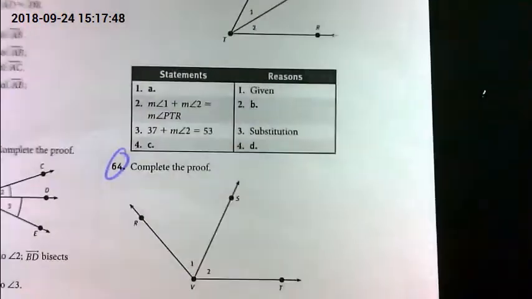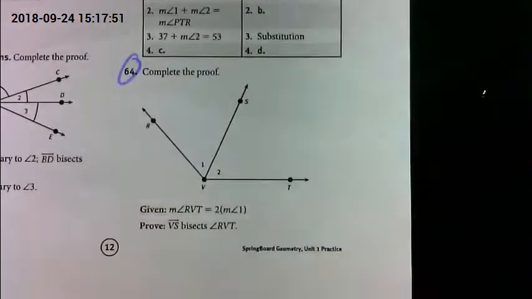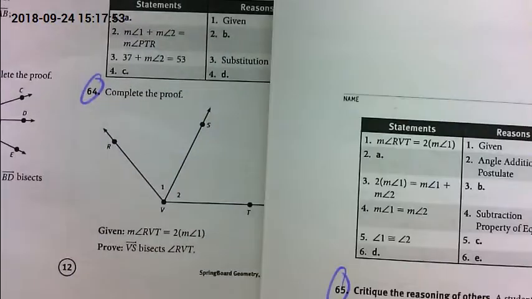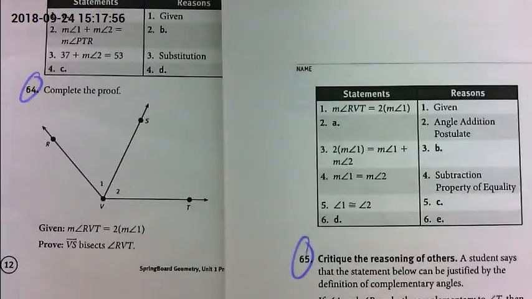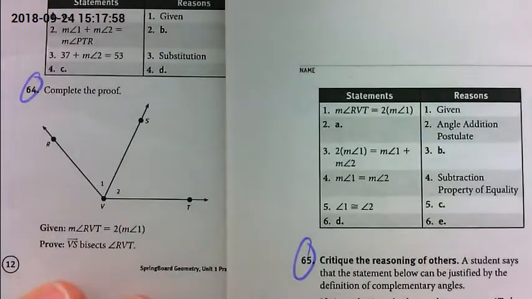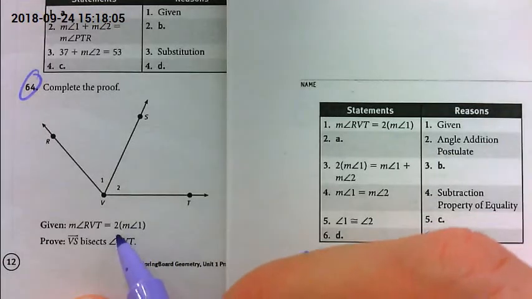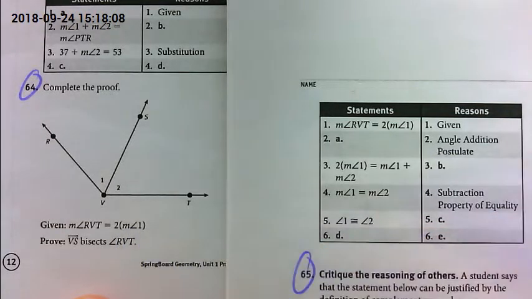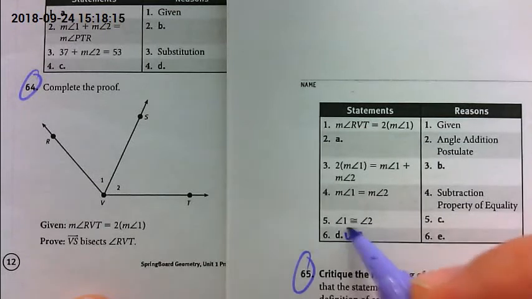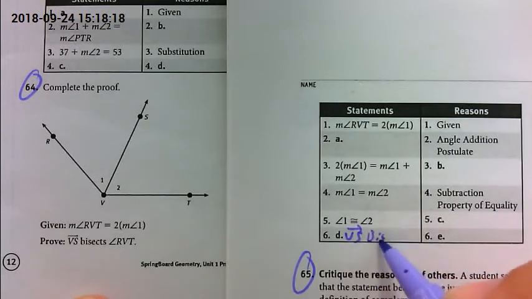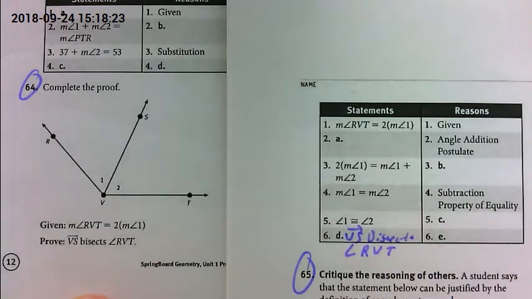Yep. On 64. So it says complete the proof. Now, the proof is actually on the next page, so let me put this next to it. So on this one, we have angle RBT is equal to 2 times measure of angle 1. So that's what's given. What we're trying to prove is that ray BS bisects angle RBT. That should be the last statement.